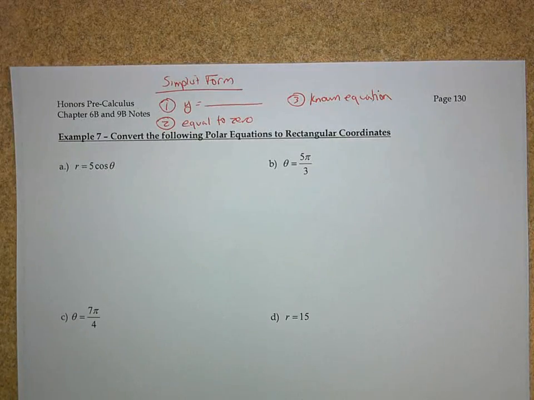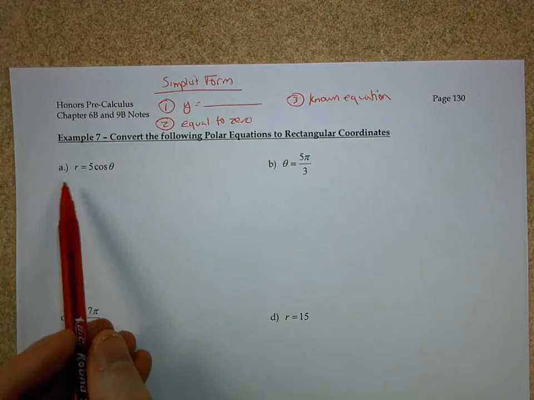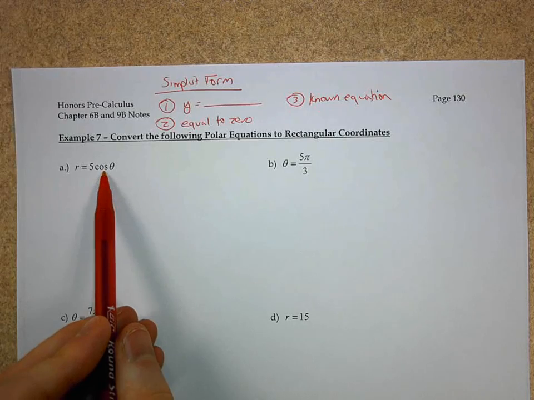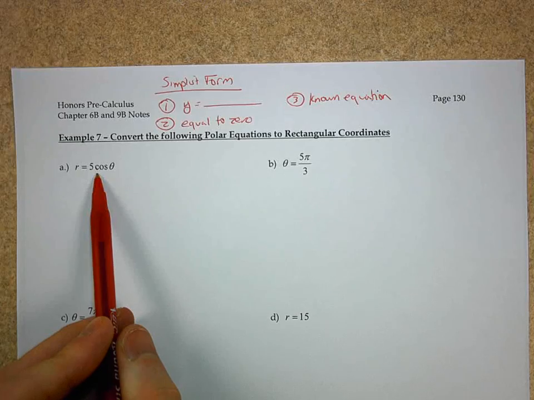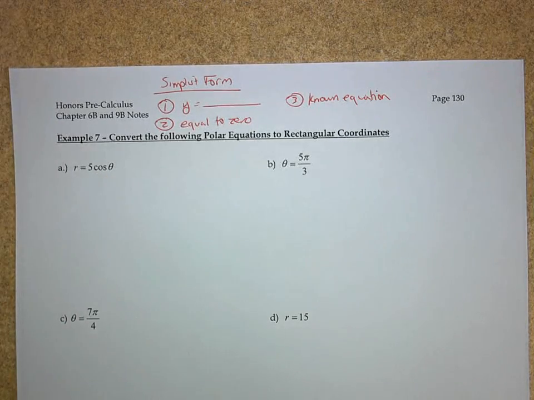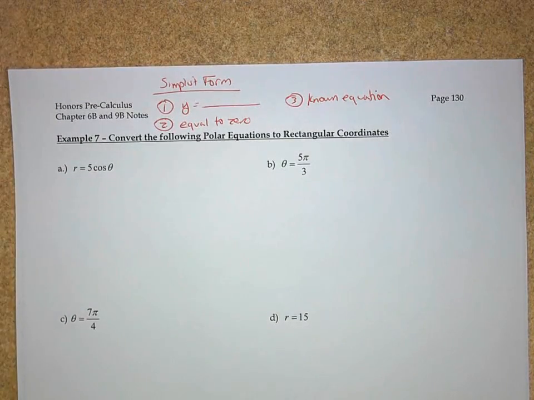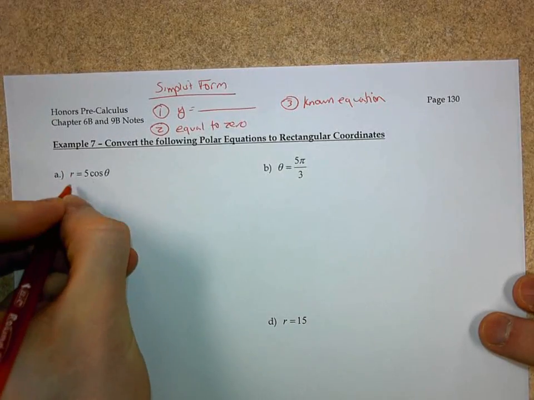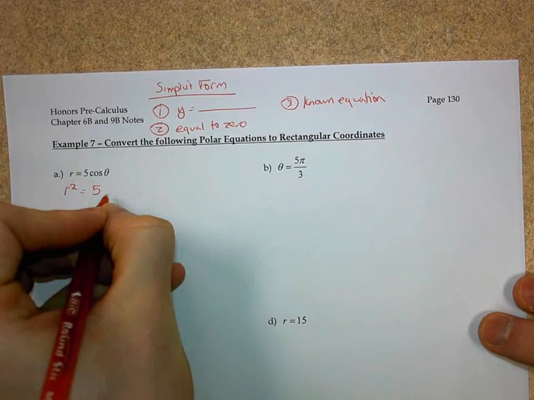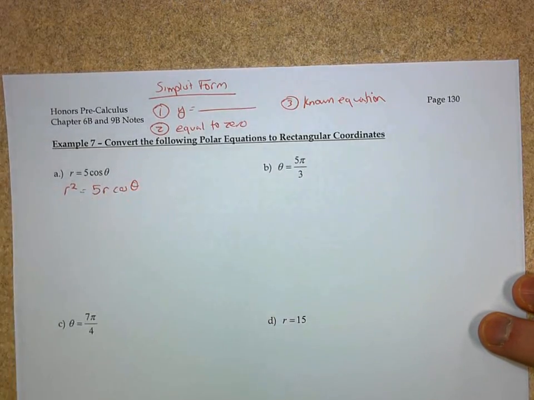So with these, we are going to need to be thinking backwards. We're going to be thinking of tangent inverses, and we're going to be thinking of x squared plus y squared is equal to r squared. So in the first one right here, I see an r and a cosine of theta. It would be really nice if this was an r cosine of theta, because we know r cosine of theta is the same thing as x. So let's start by multiplying through by an r. So if I start by multiplying through by an r, r squared is equal to 5r cosine theta.